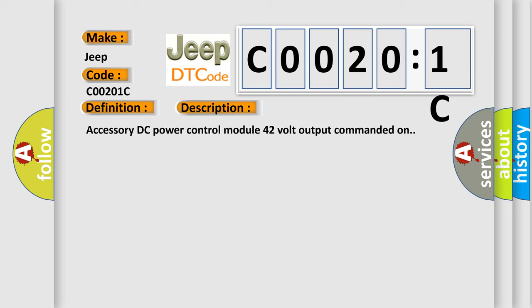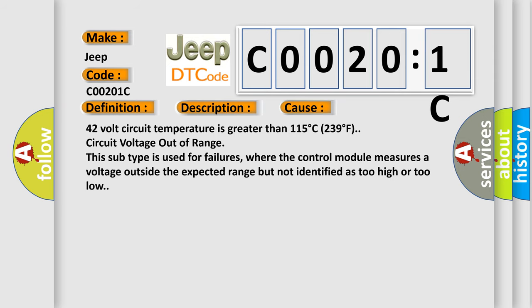This diagnostic error occurs most often in these cases: 42 volt circuit temperature is greater than 115 degrees C, 239 degrees F. Circuit voltage out of range: this subtype is used for failures where the control module measures a voltage outside the expected range but not identified as too high or too low.